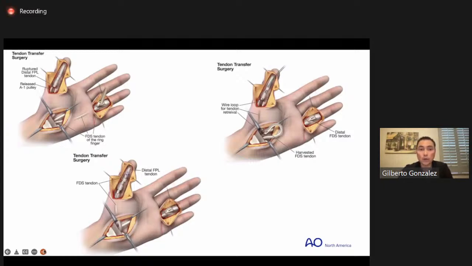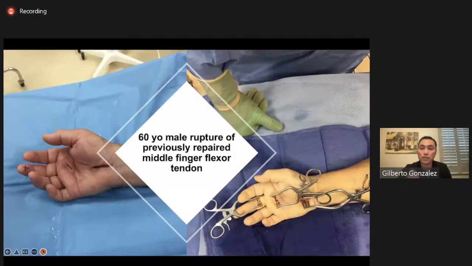Here is an example going from the top to the right. You can see a rupture of the FPL. Choosing the FDS of the ring finger, we transect this tendon distally, after making sure that the ring finger has a competent FDP, and bring this tendon proximally through an extra incision made proximal to the carpal tunnel. Then the tendon is rerouted and sutured distally in order to regain flexion of the FPL.